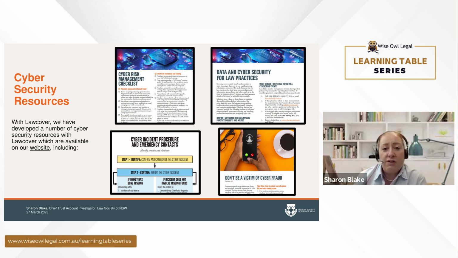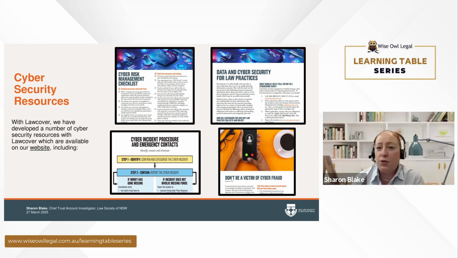So, the insurer here in New South Wales is Law Cover. I understand they do provide insurance cover across Australia, so you may be aware of them, but they have developed a number of resources with those, which are available on our website. And I've included a link to each one of them behind each of these pictures. Hopefully it works.